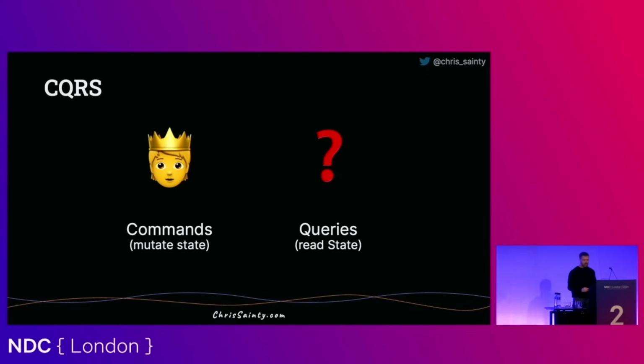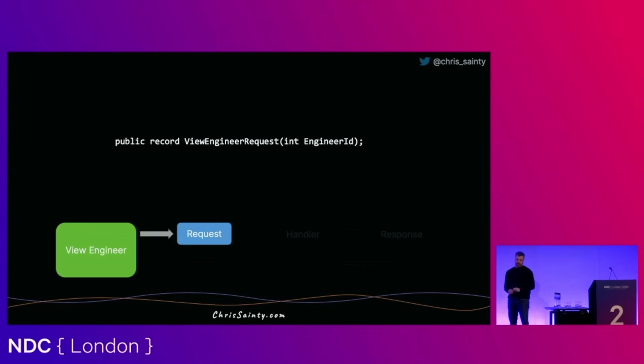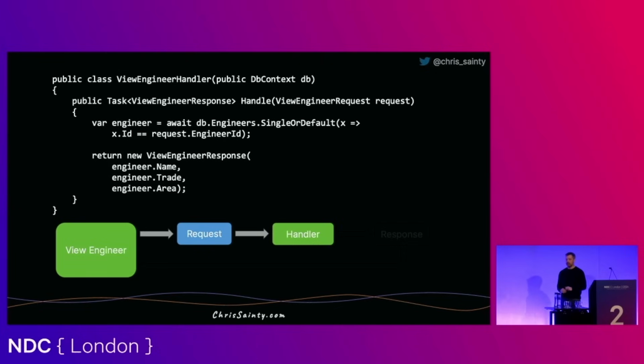So if we think now about what this looks like within a vertical, it ends up being modeled like this. We would have an area of our application, and we will be defining the capability. In this case, we're going to view an engineer, load an engineer's profile. So we would have a request for that, and C# records are great for doing this. You can have a view engineer request that's taking the engineer ID that we want to view, and then that is passed off to a handler.